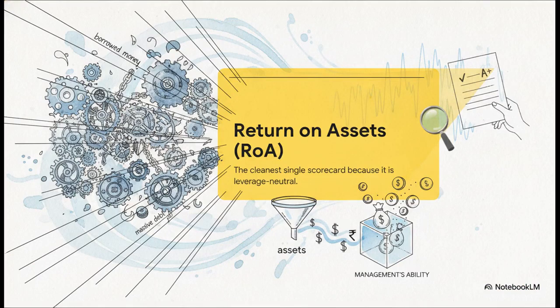Think of ROA as the core engine of the bank. It's the unfiltered truth about a bank's efficiency, completely stripping away the illusion of borrowed money. It is the cleanest single scorecard out there. Why? Because it's leverage neutral. A bank literally cannot artificially pump up this number simply by taking on massive amounts of debt or ballooning the sheer size of its balance sheet. It tells you exactly how much profit the bank is squeezing out of every single dollar or rupee of assets it holds. It's just a raw, undeniable measure of management's ability to allocate capital effectively.